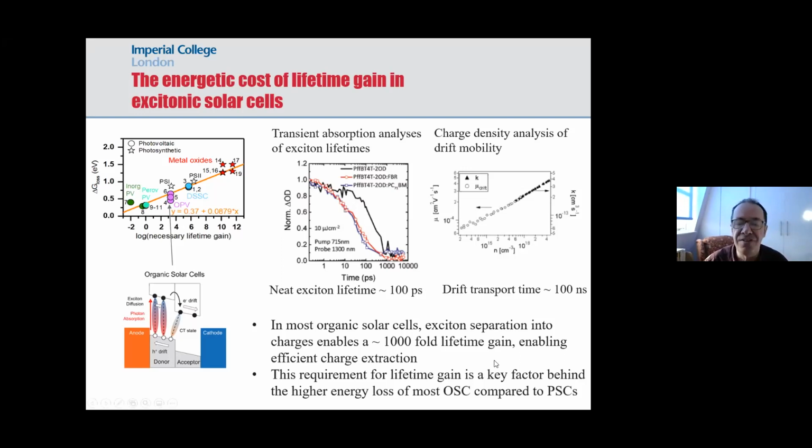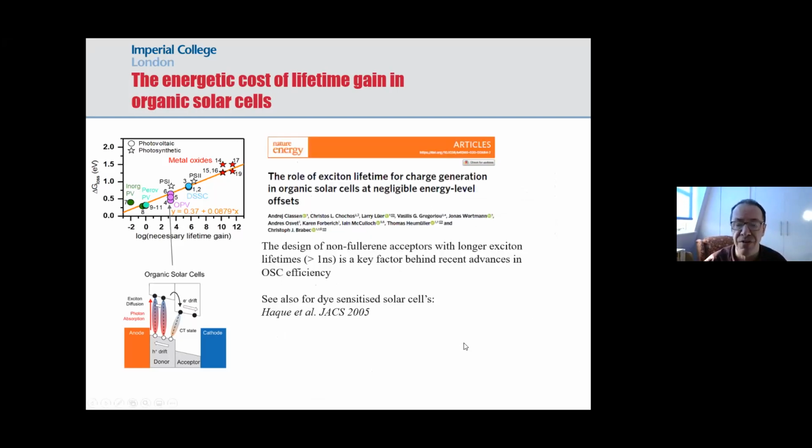Though, as you'll see in a second, we're starting to make progress in reducing this lifetime gain. In particular, Christoph Brabec and colleagues have recently pointed out that many of the new non-fullerene acceptors, which are driving the efficiency advances in organic solar cells, have a particular advantage in that they have rather long exciton lifetimes, longer than many of the other low band gap materials which have been used in organic solar cells before. This increase of exciton lifetime is reducing the lifetime challenge in these solar cells, and is one of the reasons for their advances in performance.